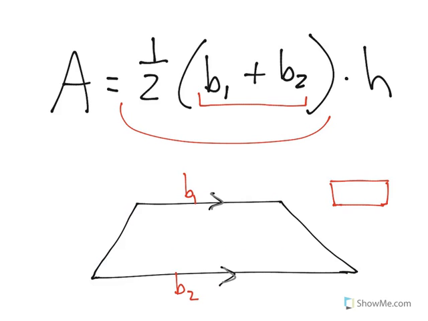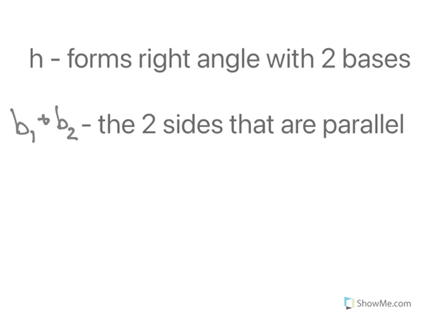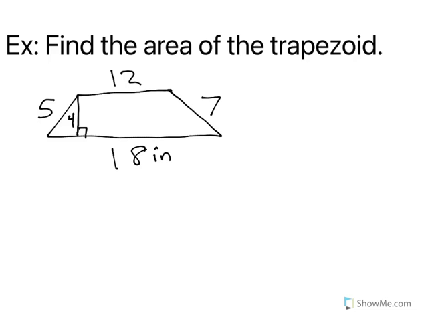Now the height of a trapezoid is the length that connects the two bases at a right angle. So you'll notice that's an additional piece that we're going to need, the height of the trapezoid. The height forms the right angle with the two bases, and base 1 and base 2 are the two sides that are parallel. So that should be easy to recognize because they're the parallel lines.